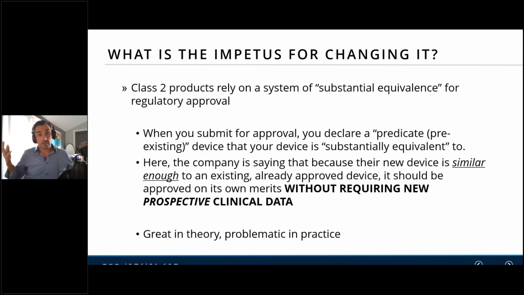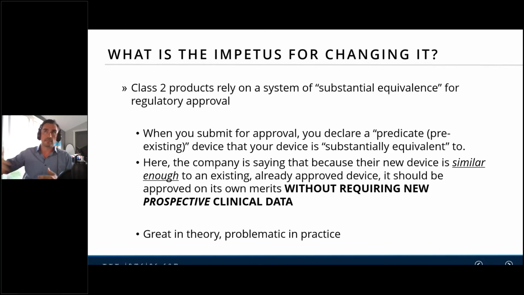So what's the impetus for changing it? This sounds great. We're having a good time here in the medical device industry. We're putting out products, patients are getting treated. What's the problem? So class 2 products rely on a system of substantial equivalence for regulatory approval, right? So everyone understands what substantial equivalence means. It means that there's something that's currently on the market that you can call a predicate, right? So that is a pre-existing device that's on the market. You say that your new product is substantially equivalent to that existing product. Fundamentally, in layperson's terms, or in dumb engineer guy terms, that means that you're close enough, right?